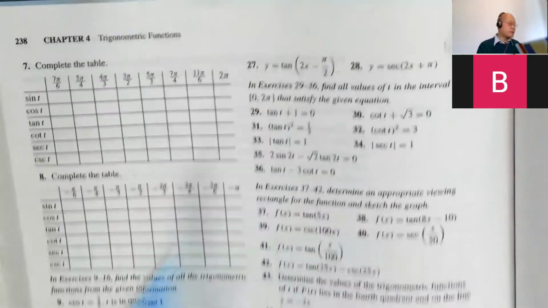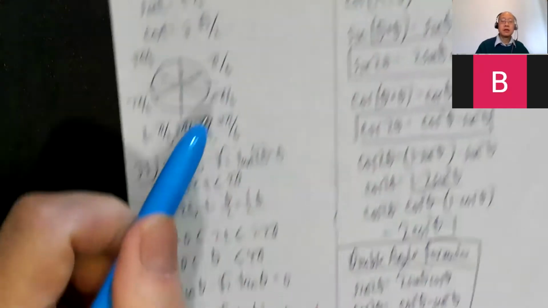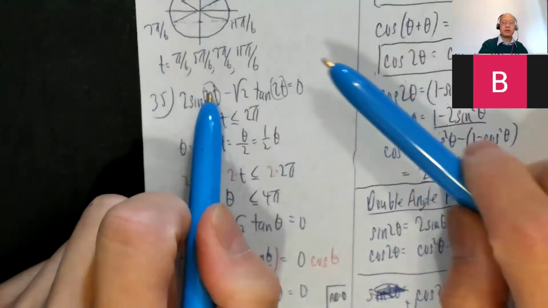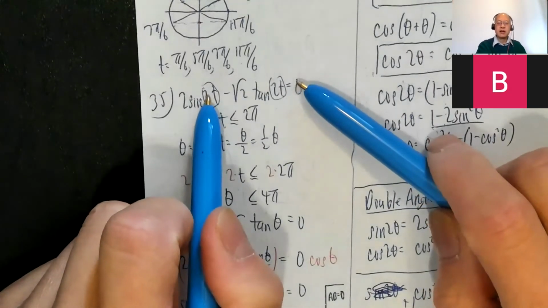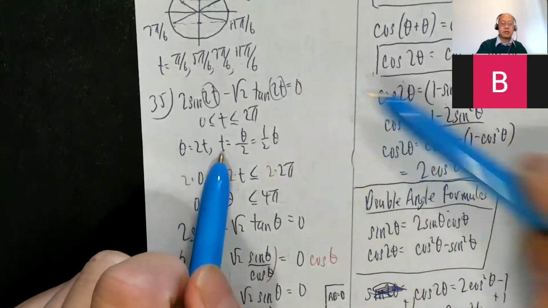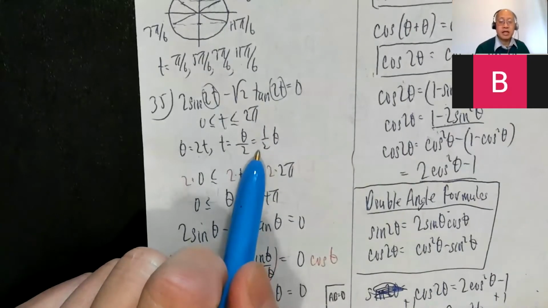t is between 0 and 2 pi. I'm going to change this temporarily to theta because I don't want to work with 2t. So theta is 2t, divide both sides by 2. t is theta over 2, or half theta. I'm going to need that a little bit later.